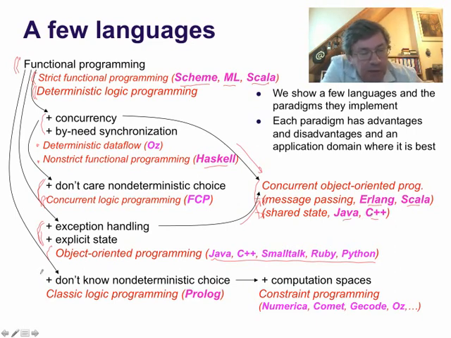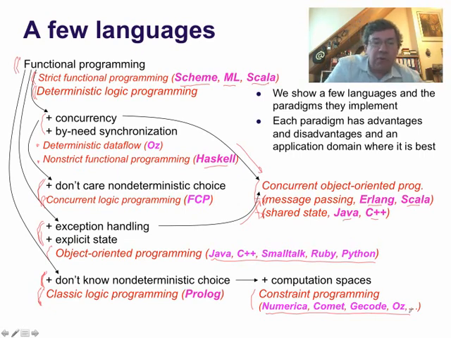Now, if we go on to things that are a little bit less traditional or less well known, if we add another form of choice, which is called don't know non-deterministic choice, which allows us to search a space. It allows us to go through all the different choices until you find the correct one. Then we get the traditional classic logic programming as in the Prolog language, which was invented in 1972. And this has been generalized to constraint programming. There are many systems now doing this. Constraint programming is a very active area where one can solve very complex problems with very simple specifications.